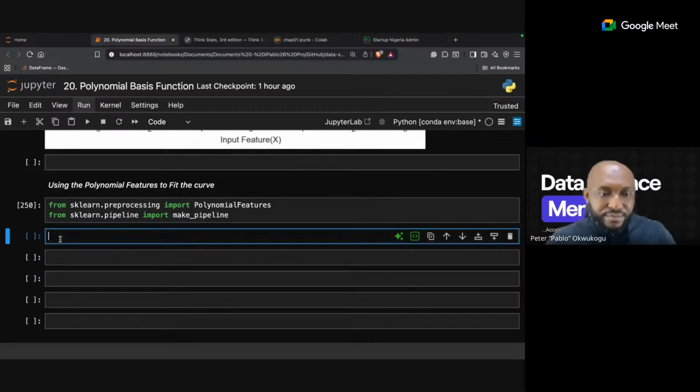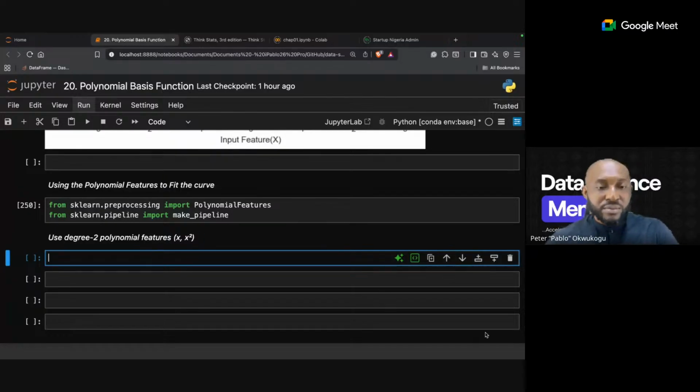So here, what we're going to do is use a 2-degree polynomial. That's what it's called, a 2-degree polynomial. So just use this over here. We use a 2-degree polynomial.